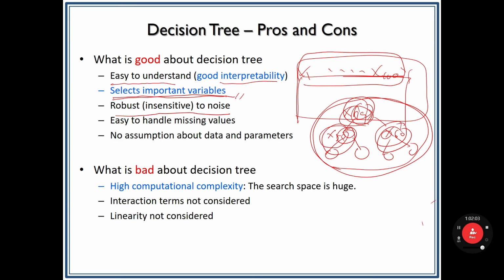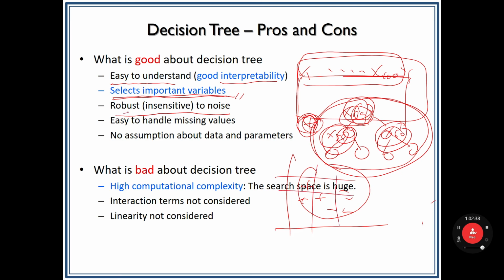The reason that this method is robust to noise is because we use the impurity measure. Impurity measure is computed based on the proportion of data. So even though, for example, there are positive classes and negative classes, and here is a positive class which is kind of an outlier, which is noise, actually the distance of how far this object is from the other objects doesn't matter because we just split based on the variable, right? So it's robust to noise and easy to handle missing values.